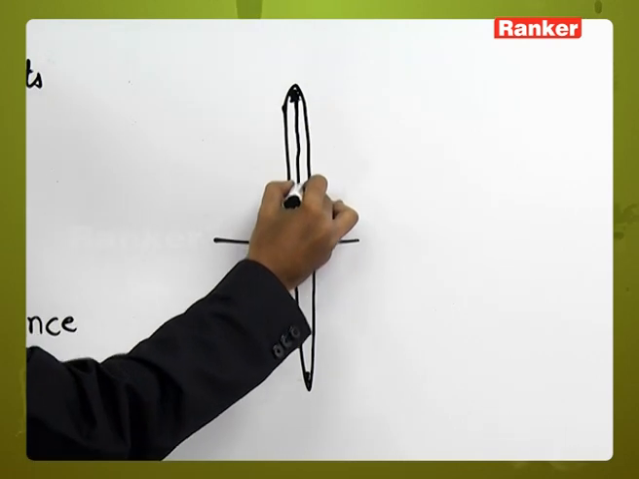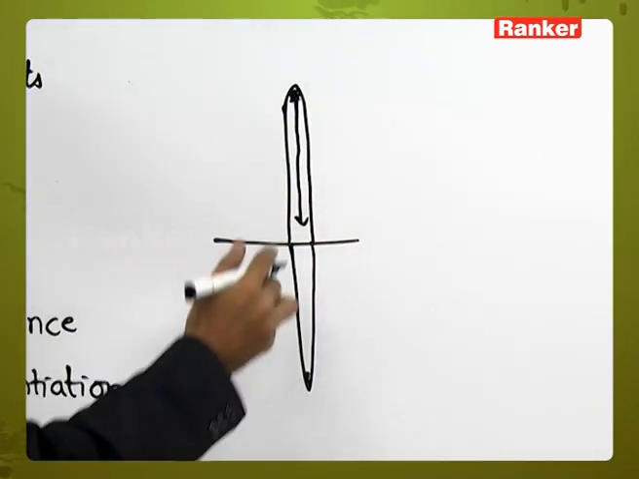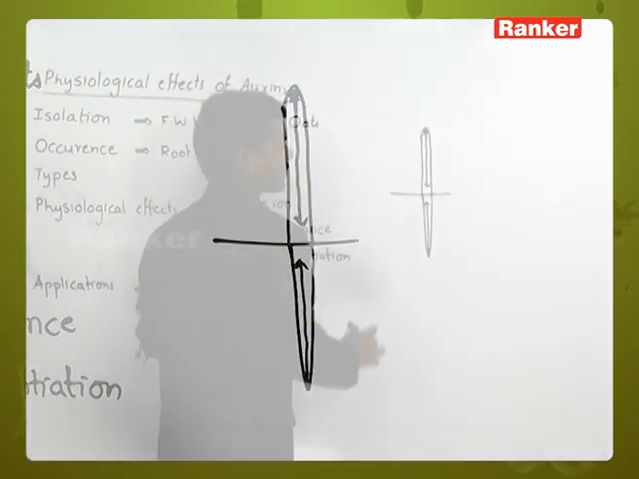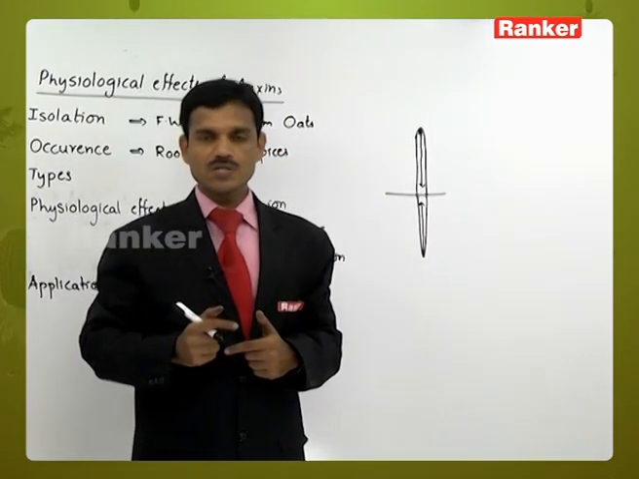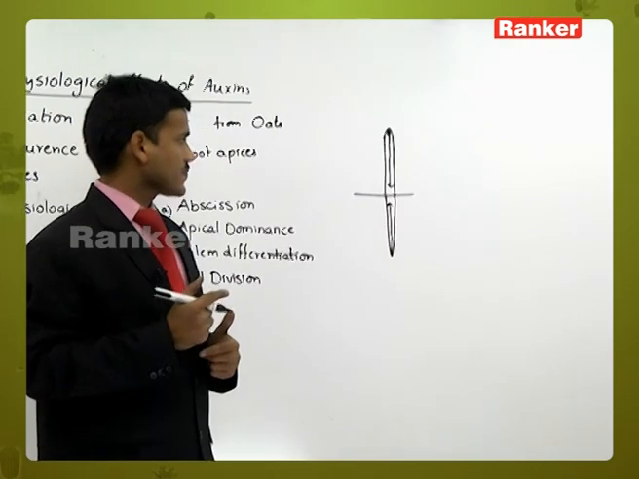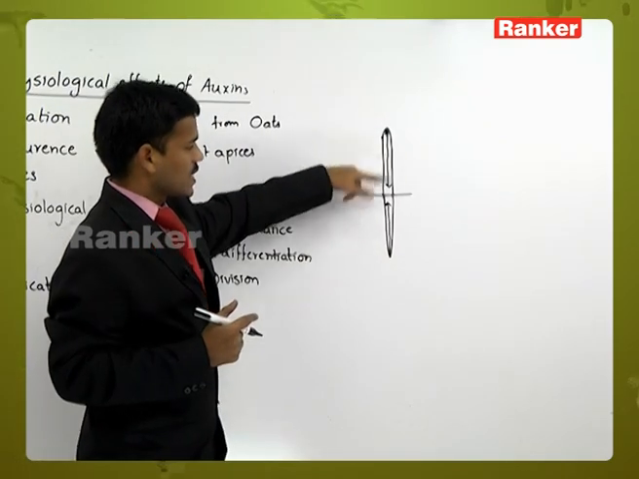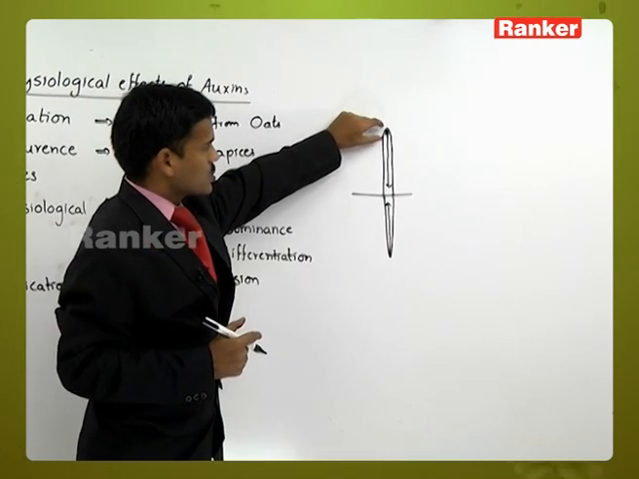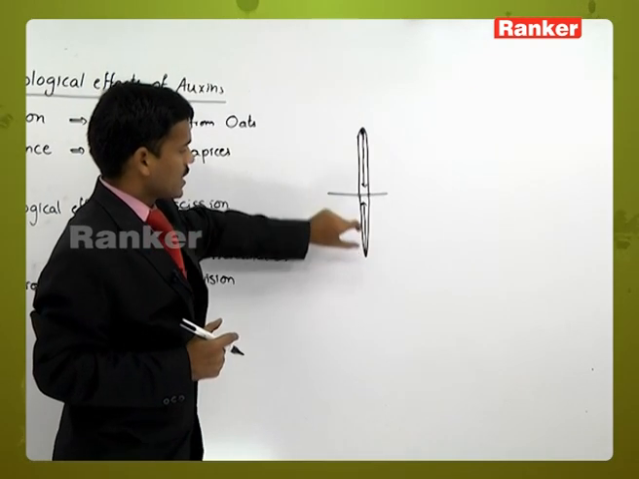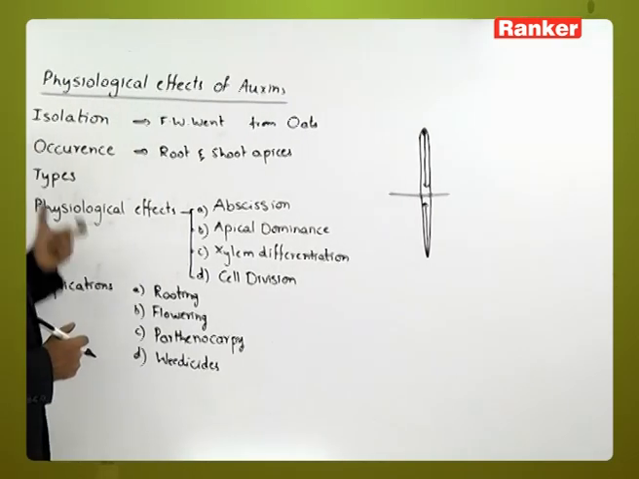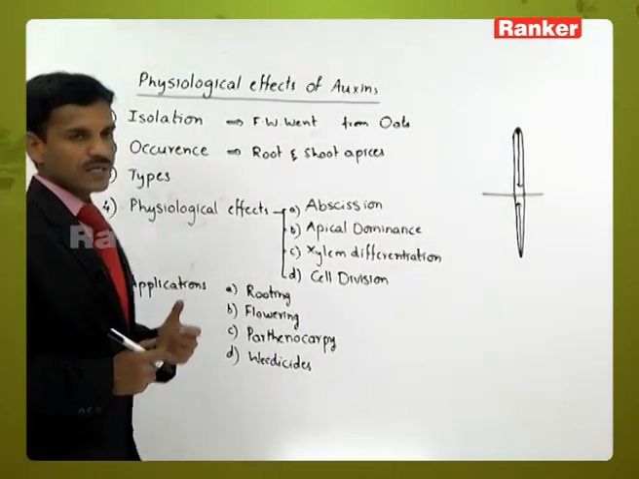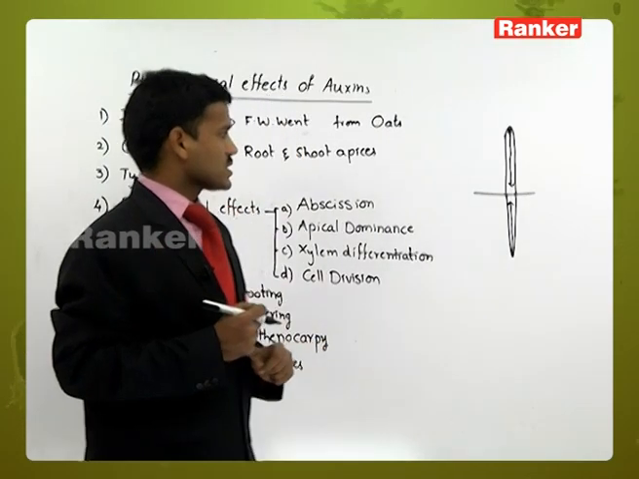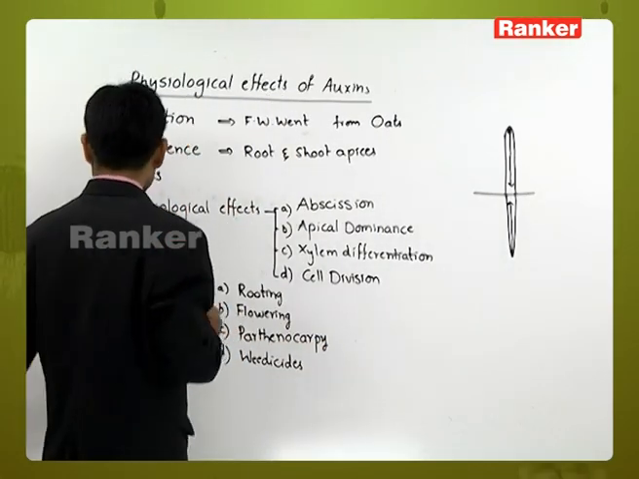they are translocated to other places, downwardly and upwardly. So from the synthesis place to different locations, and vice versa, they are translocated. The synthesis takes place in the shoot apical meristem, shoot apex and root apex. Next, types of auxins. Auxins are mainly of two types: natural auxins and artificial auxins.